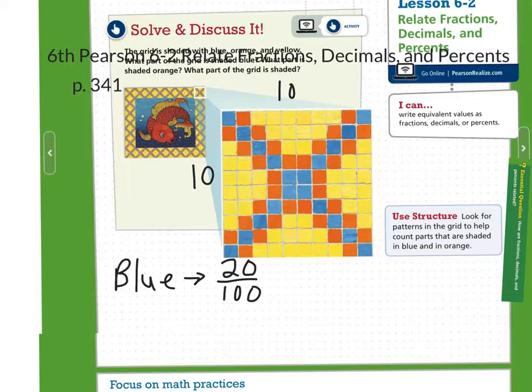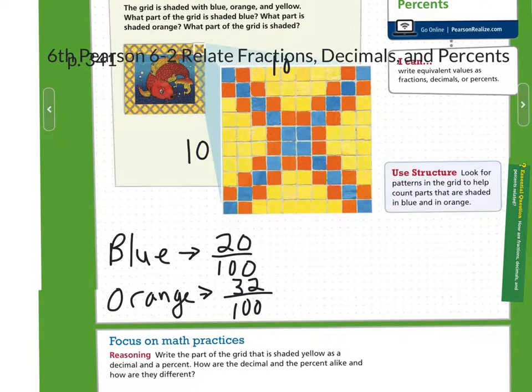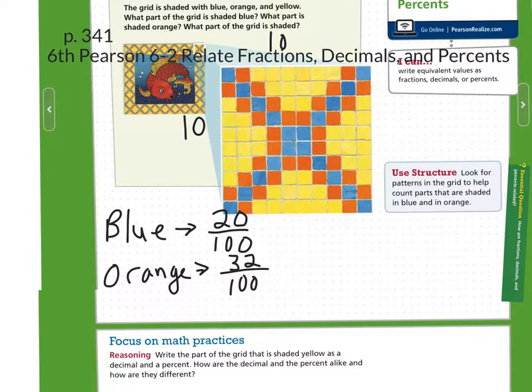The orange, if you count those all up, there ends up being 32 out of 100 orange that are shaded. And what part of the grid is shaded? Well, we have some that are shaded yellow here as well. So just shaded at all, we could say they're all shaded. So that would be 100 out of 100.